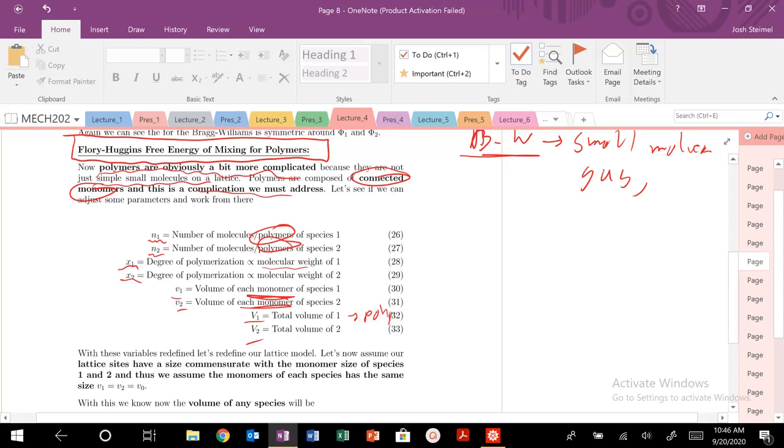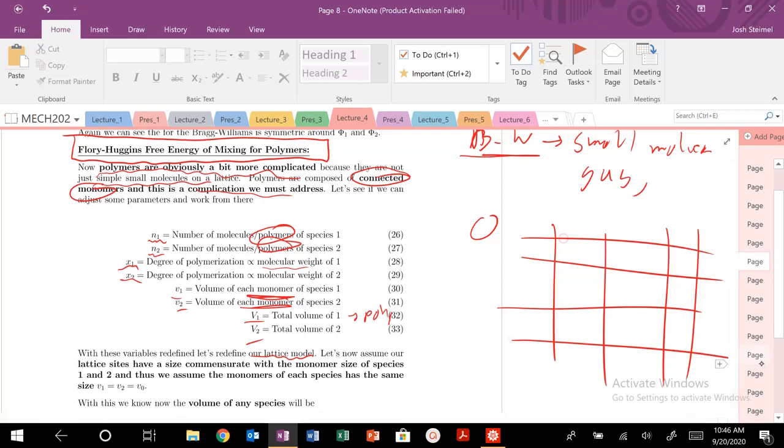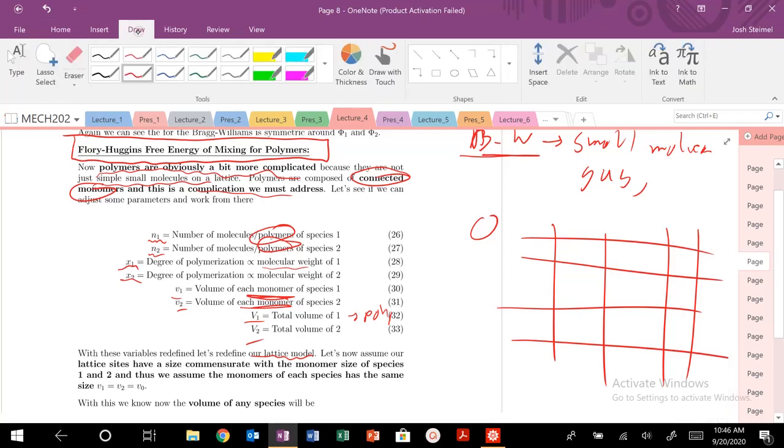Now, we're going to make some key assumptions. With our lattice model, previously we said we could fit our marble or particle on each lattice site. When we imagine a lattice filled with polymers, let's say I have a polymer that's like this. Really, we're looking at fitting a monomer on each lattice site. So we're going to say that the lattice sites are commensurate. Basically, we can put the size of our monomer on each site. And we make this pretty reasonable assumption that each species has the same monomer volume or size. So the volume of species 1 is equal to the volume of species 2, which is just v naught.